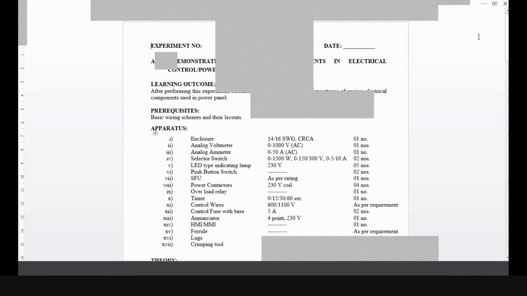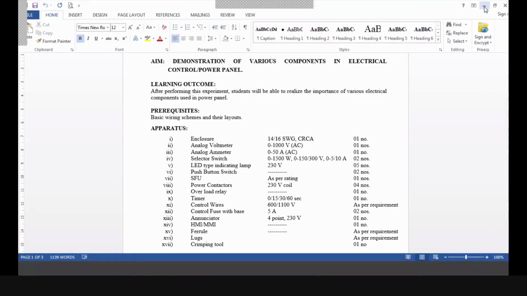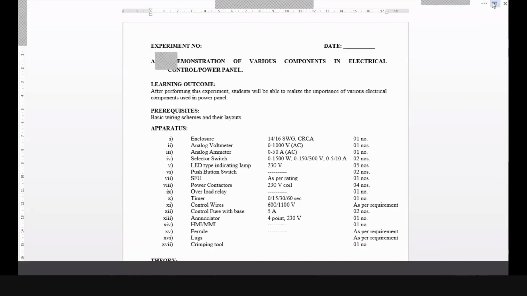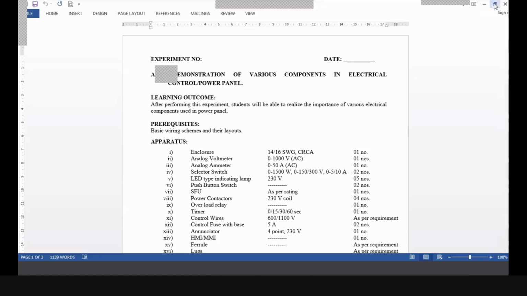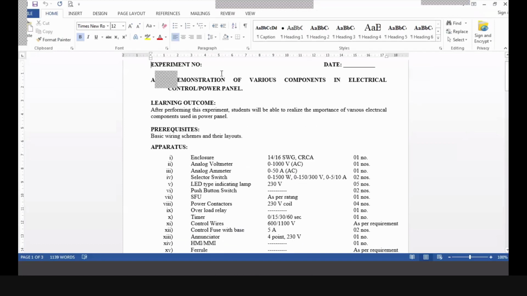So now we have experiment number 8. Okay, so this is experiment number 8. The aim of this experiment is demonstration of various components in electrical control power panel, right?